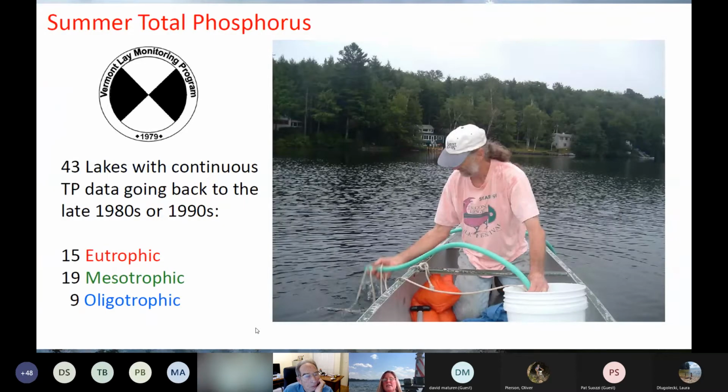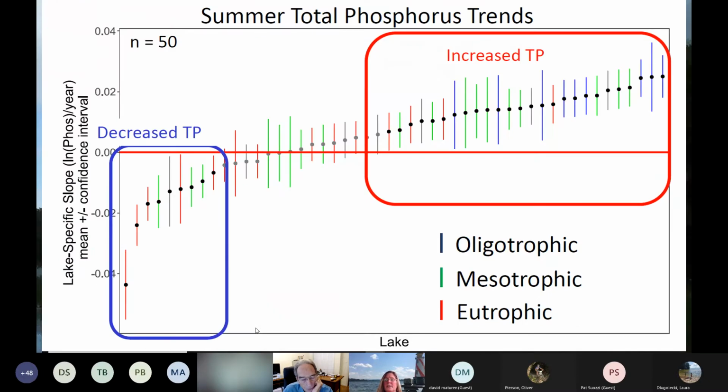Leslie then took a look at our summer volunteer lay monitoring data, which we didn't have going back as far and for as many lakes, but for the lakes that we had, she found the same results for the oligotrophic lakes in this data set as well.